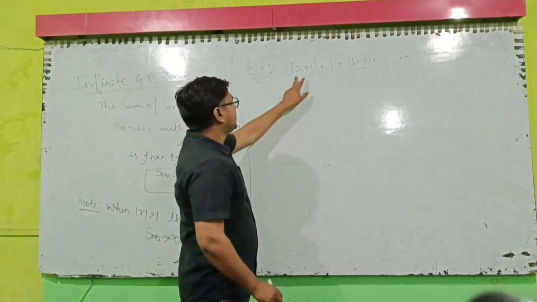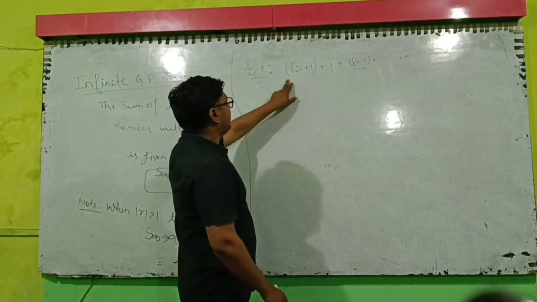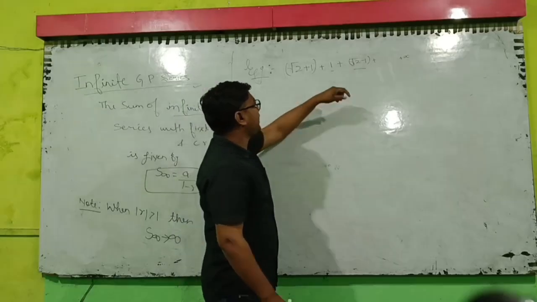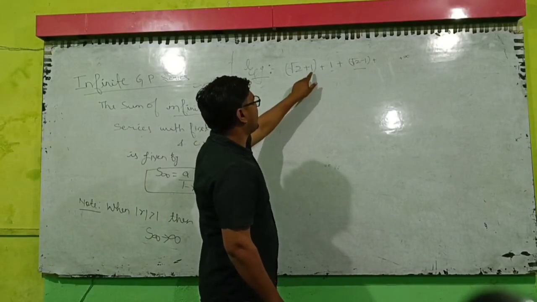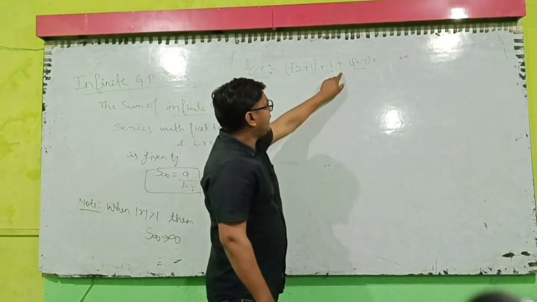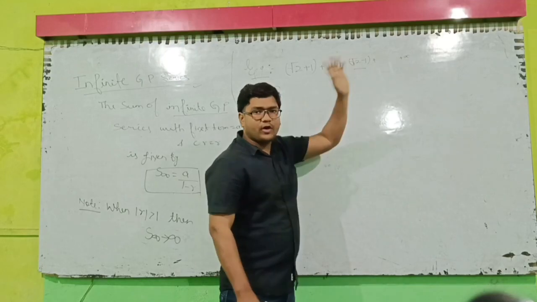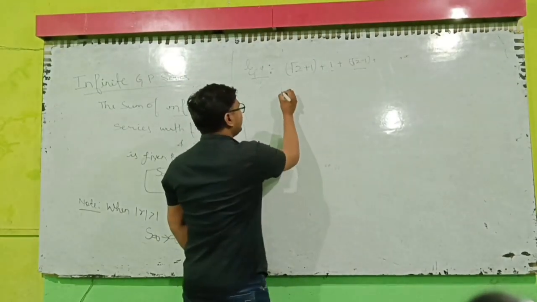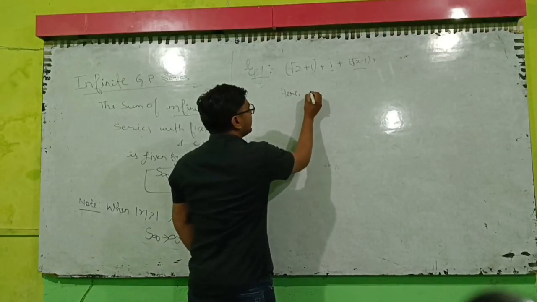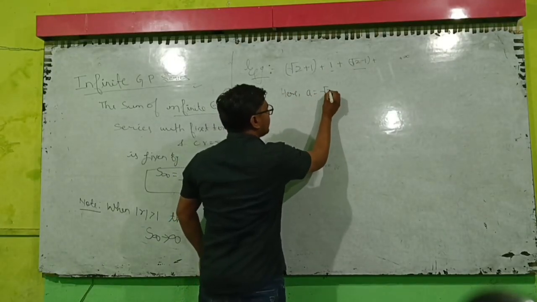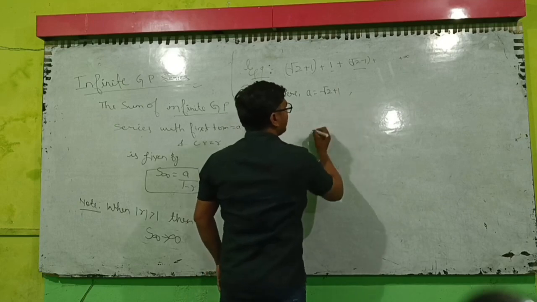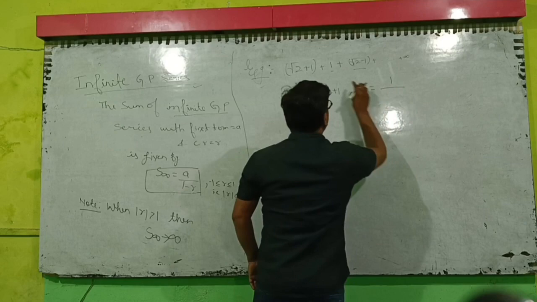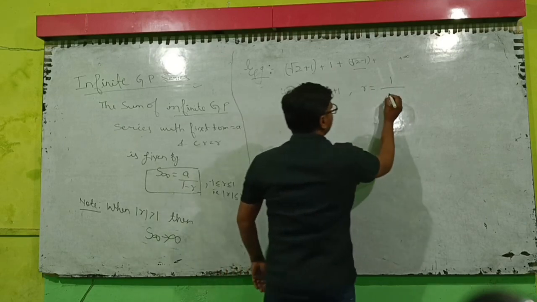So here we are given a geometric progression of infinite terms, which is root 2 plus 1, plus root 2 minus 1, plus and so on up to infinite terms. Now we are going to solve this question. Here the first term is root 2 plus 1, and we have to find the common ratio, which is the second term divided by the first term.